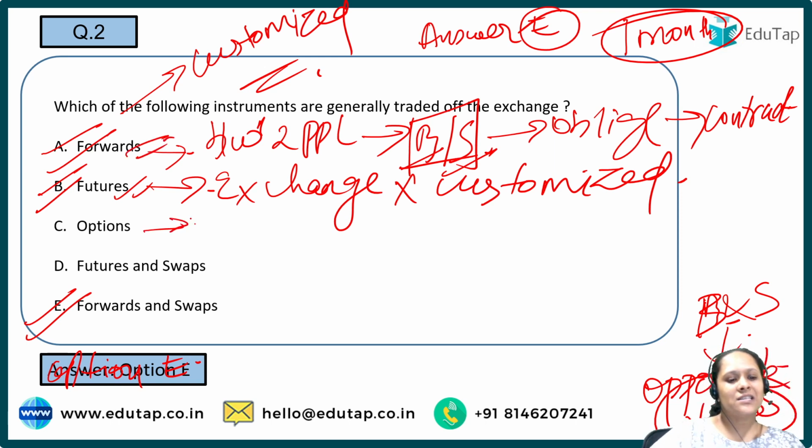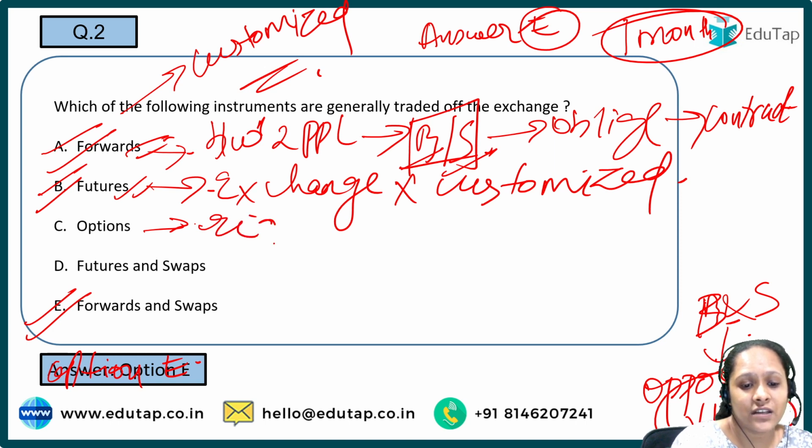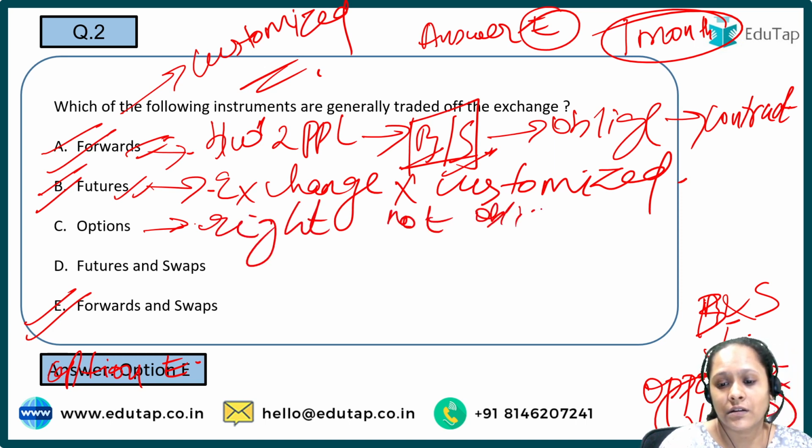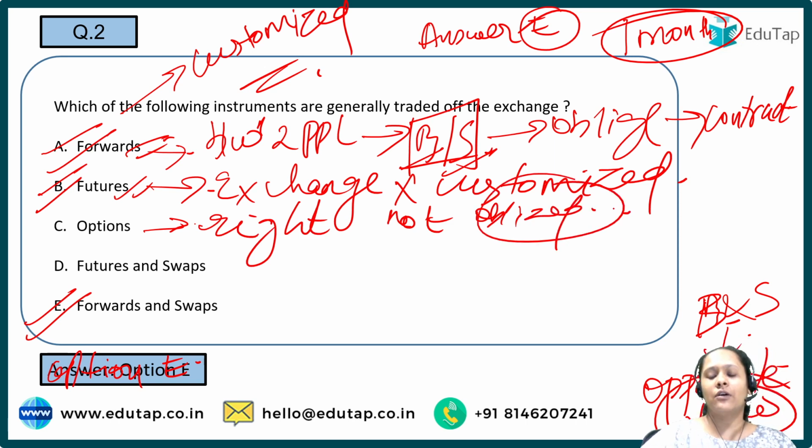Now, what is an option? Now, option is also a derivative wherein the buyer and seller have the right. ठीक है, they have the right, but they are not obliged to carry out the contract on a future date. मतलब दोनों के पास मजबूरी नहीं है कि फ्यूचर डेट में वो इस कॉन्ट्रैक्ट को कैरी आउट करें. It depends on the profit और loss situation.